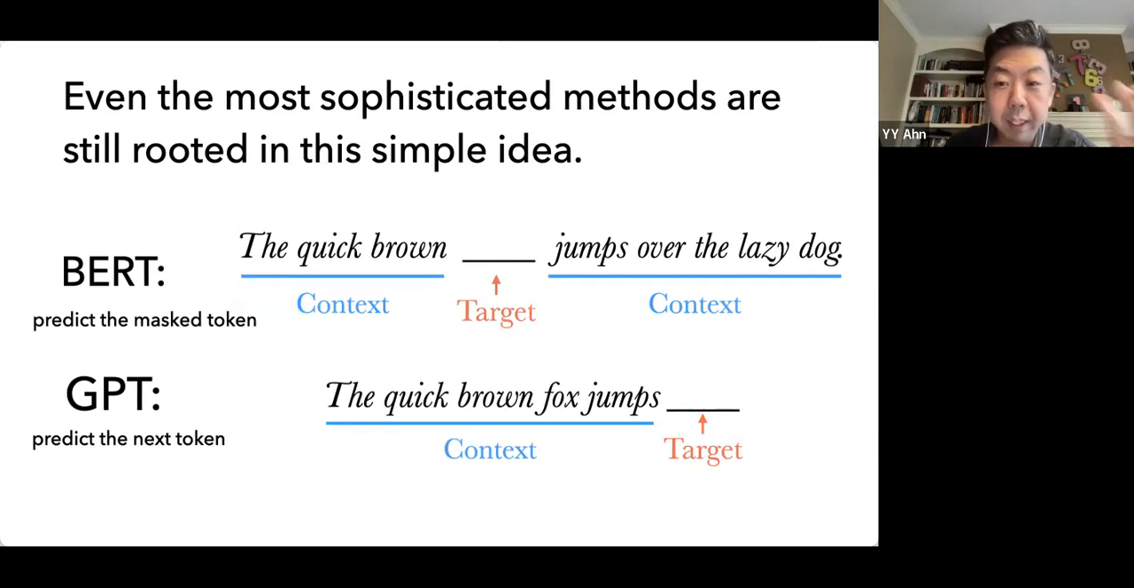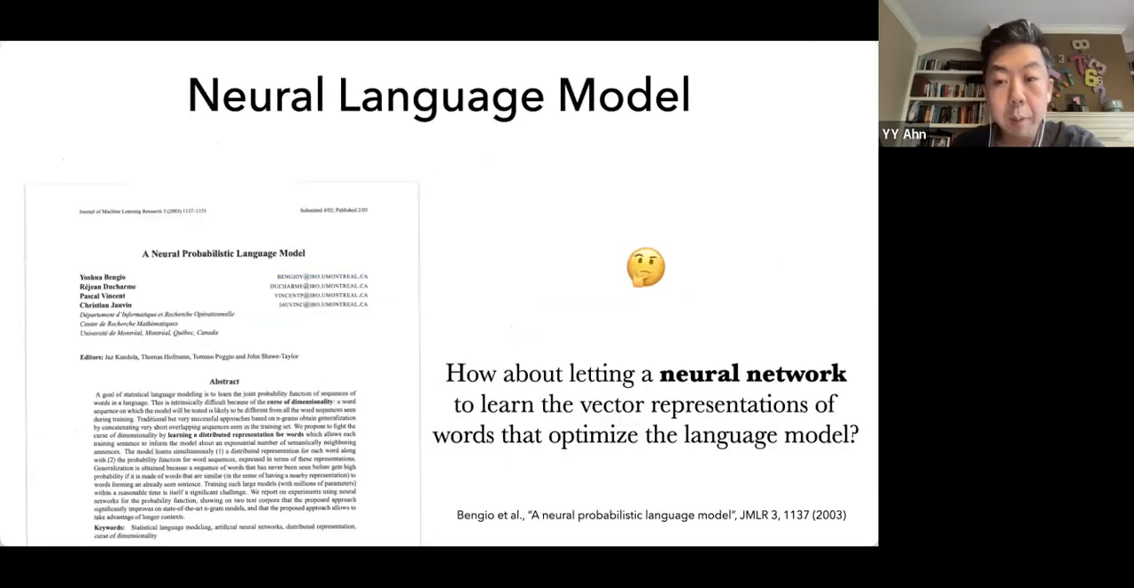Okay, so even this amazingly simple task of predicting the next word can give us amazing capacity, as you can see from ChatGPT. And the idea of a neural language model is, why don't we just use a neural network to do that?